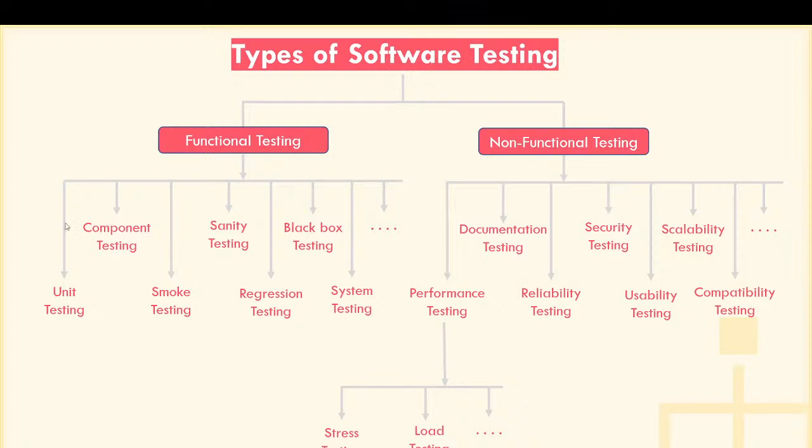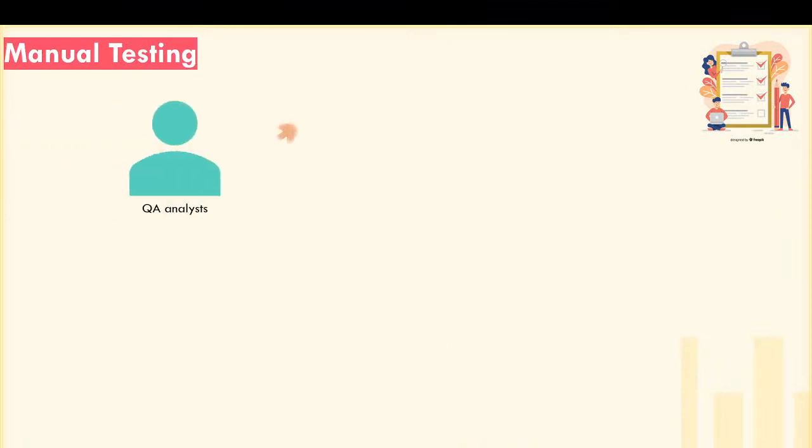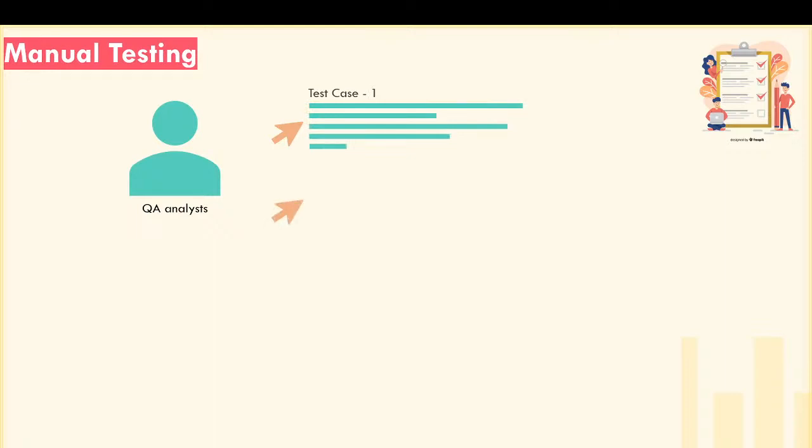Okay, so let's move to manual testing. This is self-explanatory. Now we are really coming to manual testing and automation testing. Manual testing is the process in which QA analysts execute the tests one by one. They take one test case and start the execution. They take another test case and start the execution, like this.